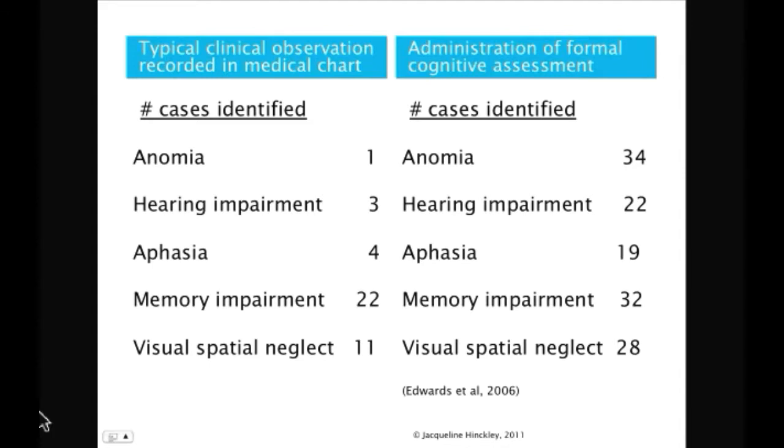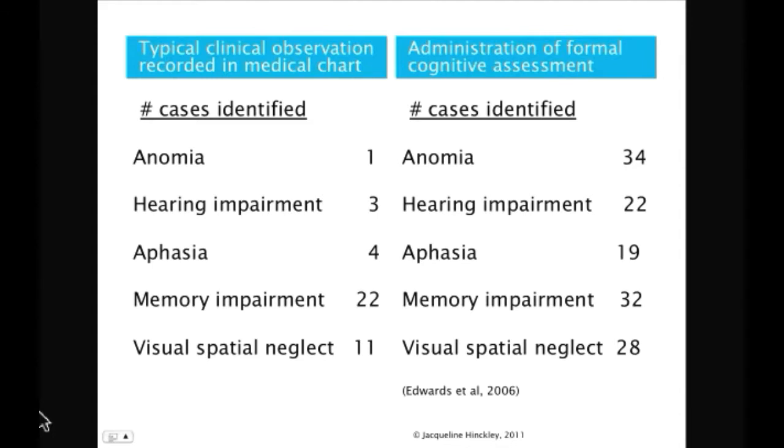So you can see that based on typical clinical observation, only one patient was identified as experiencing anomia. However, when a formal cognitive assessment was administered, 34 patients were identified with anomia.